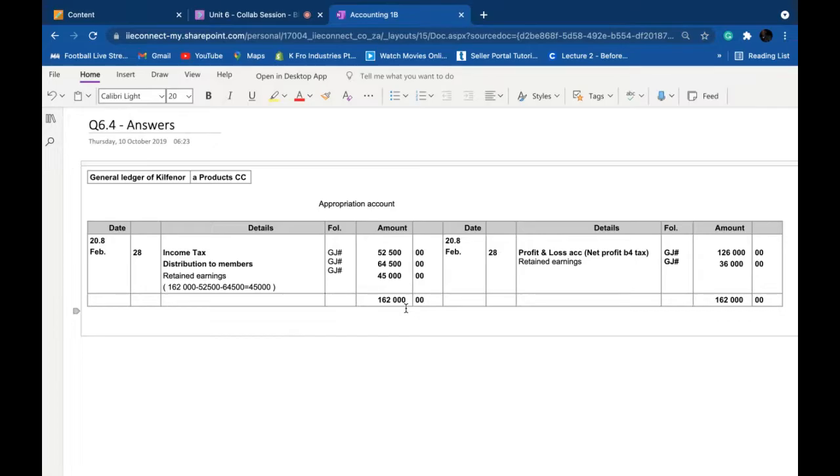So that's what the appropriation account is. You can think of appropriating the profit, just to remember. So in this case, we need to distribute the profits between the shareholders, or the members in this scenario. The first thing you need to ask yourself is, what would be your opening balance? Your opening balance would be retained earnings from the previous year. So from the information on 1 March 2007, we need that retained earnings of 36,000.